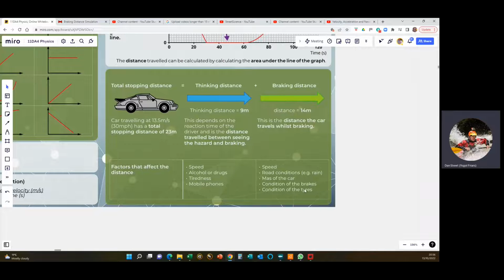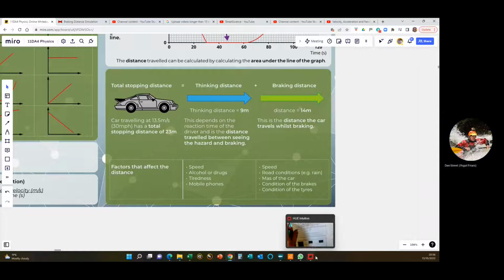And then the condition of the tyres. If your tyre's not gripping the road appropriately, then obviously you run the risk of skidding, and skidding actually makes your stopping distance longer, or your braking distance longer. So those are all factors that would affect your stopping distance in total, if you break it down into those two different distances there.